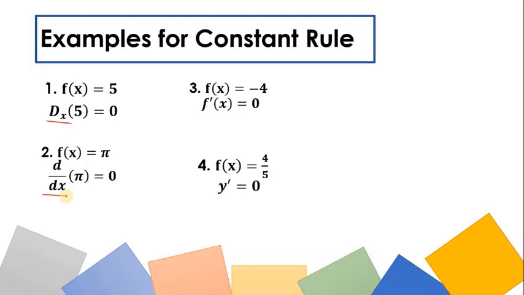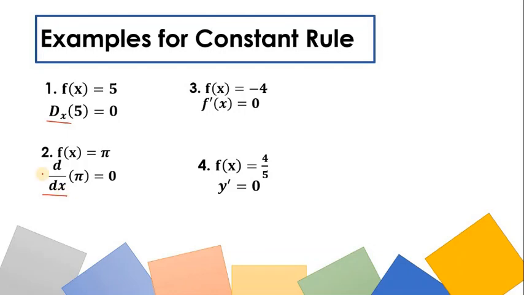Therefore, its y prime is equal to 0, or its derivative is 0. The point is, every time you deal with any number only as a function, once you get its derivative, automatically the derivative is 0. Again, it is applicable to all numbers.